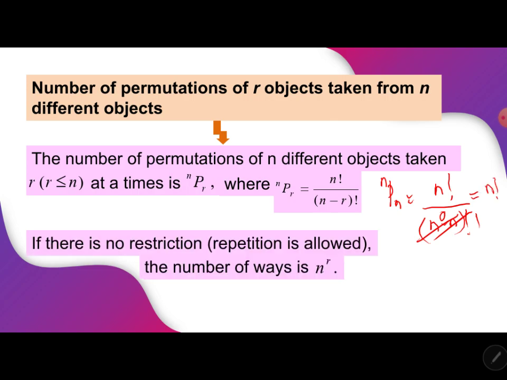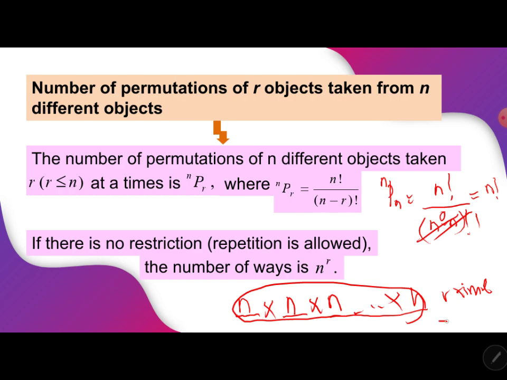If there is no restriction, which means repetition is allowed, the number of ways is n to the power of r. Why? Because we can repeat the choices. The first place will have n choices. And then multiplied by the second place, because we can use the object that we have chosen earlier, the choices are also n. So for r times, it will be n multiplied by n, for how many times? For r times. So n multiplied r times. That's why the answer will be n to the power of r.